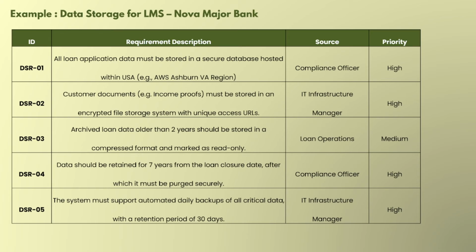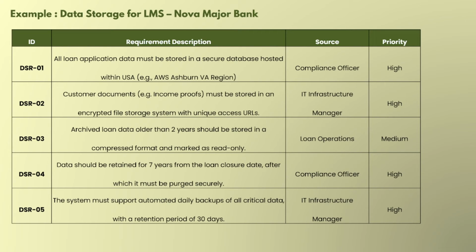This is the actual data storage requirement. As we go through the loan management system of a major bank, we consider four columns: ID, requirement description, source, and priority. For the sake of simplicity, we provided the ID as DSR1, for storage. What is the requirement? All loan application data must be stored in a secure database hosted within the USA. So the AWS Ashburn, VA region is considered, where the entire data should be stored.